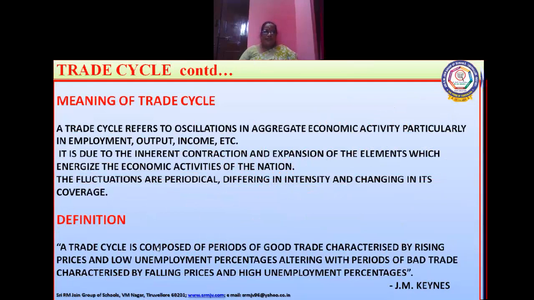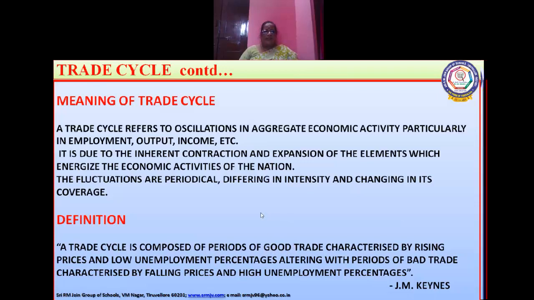The meaning of trade cycle: a trade cycle refers to the oscillations in the aggregate economic activity, particularly in employment, output, income, etc. It is due to the inherent contraction and expansion of elements which energize the economic activities of the nation. The fluctuations are periodical, differing in intensity and changing in their coverage. Are you able to understand the meaning of trade cycle?